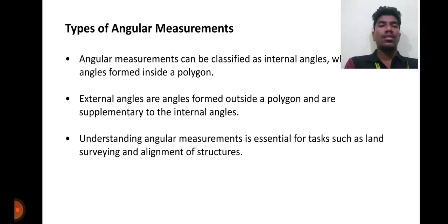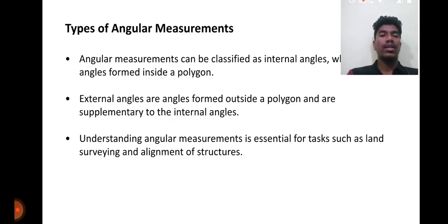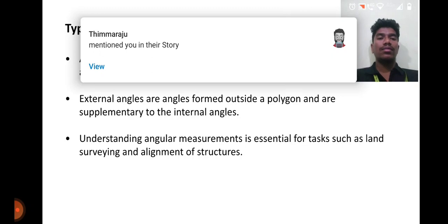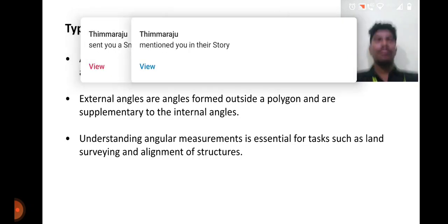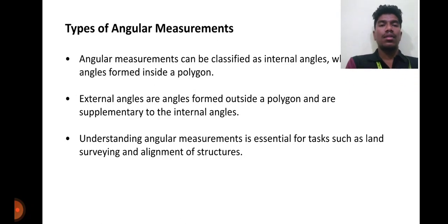Types of angular measurements. Angular measurements can be classified as internal angles, which are angles from inside a polygon. External angles are angles formed outside a polygon and are supplementary to the internal angles. Understanding angular measurements is essential for tasks such as land surveying and alignment of a structure.